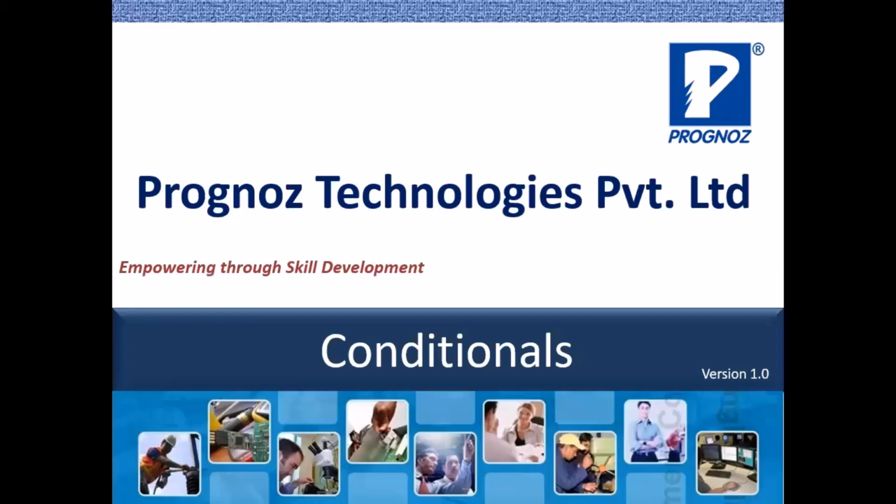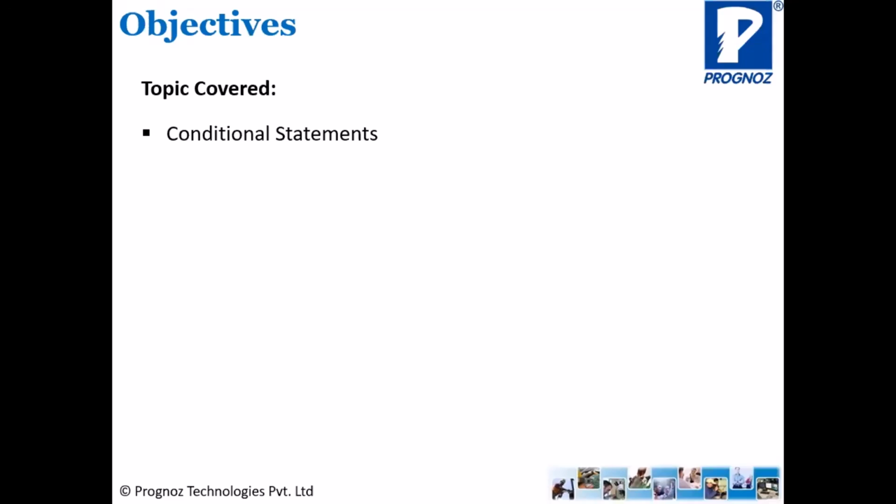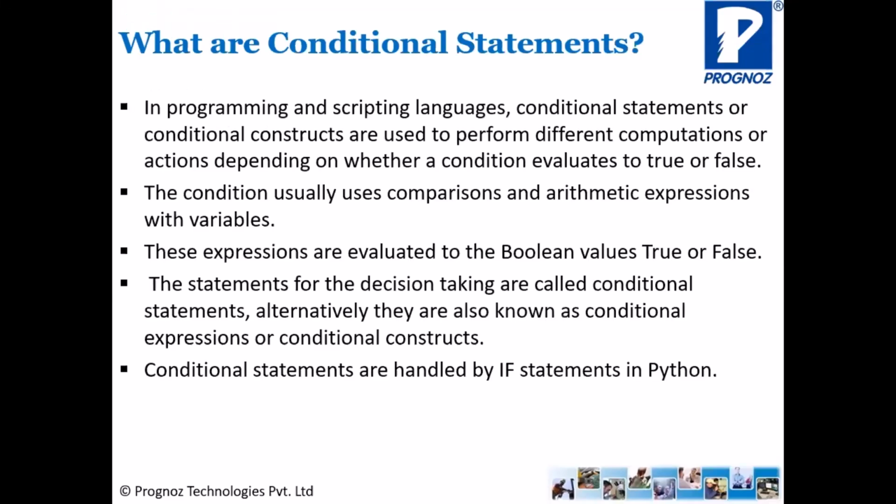In this module we need to talk about what a conditional statement or decision making is, and what the different types of conditional statements are in the Python programming language. In programming and scripting languages, conditional statements or conditional constructs are used to perform different computations or actions depending on our requirement, whether it is true or false. A condition usually uses a comparison and some arithmetic expression with certain variables. The expressions are always evaluated and return a true or false value.